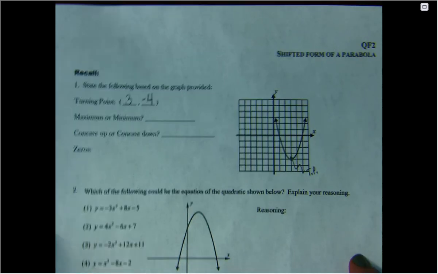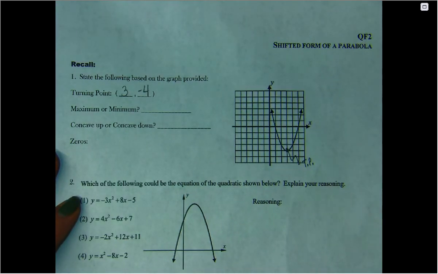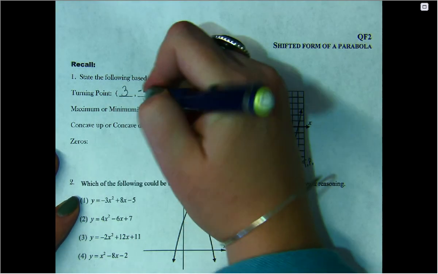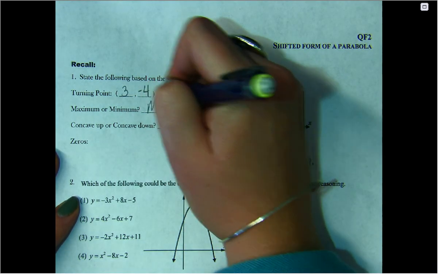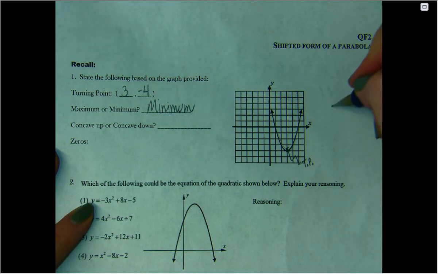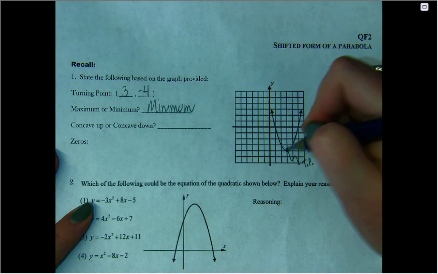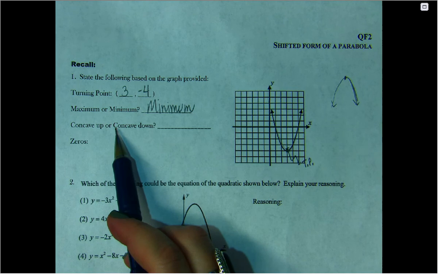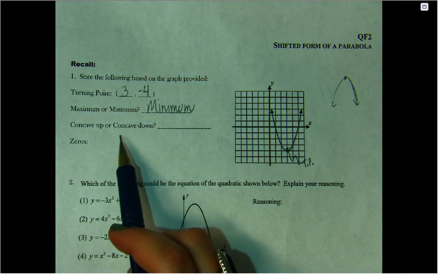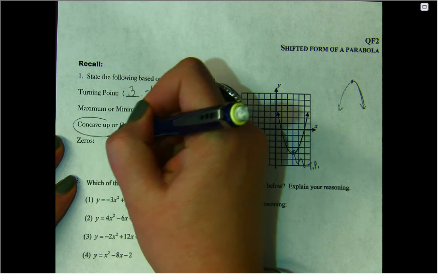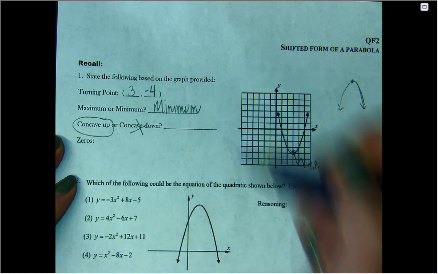Is this a maximum or a minimum? Well, this thing down here looks like it's going pretty low and then it goes back up again. So this is a minimum. A maximum would look like this. It would have a maximum value. This one has a minimum value. And is this concave up or concave down? Well, this opens upward, so that would mean this is concave up, not concave down.